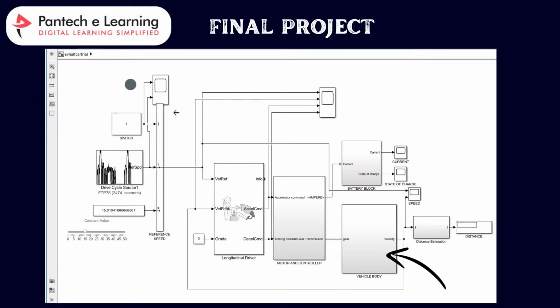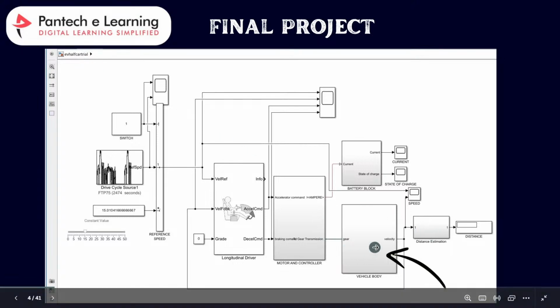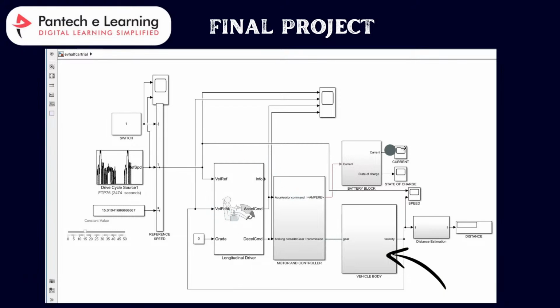EV half-car trial. The first subsystem is the vehicle body, the next one is the motor controller part, the next one is the longitudinal driver block, and the next one is the battery block. First we have to create a vehicle body subsystem. So we successfully created that vehicle body subsystem. After that we go to the motor controller part and then the battery block.